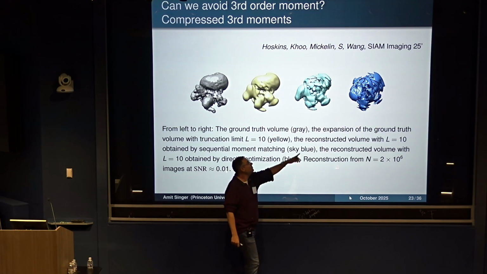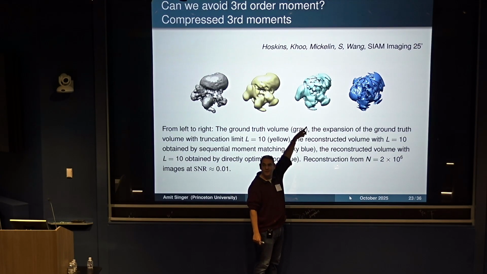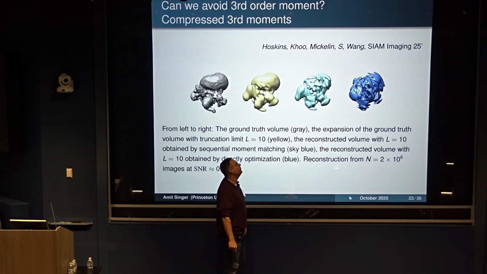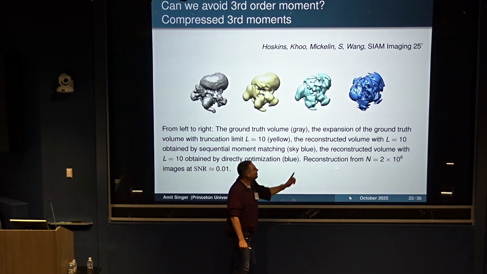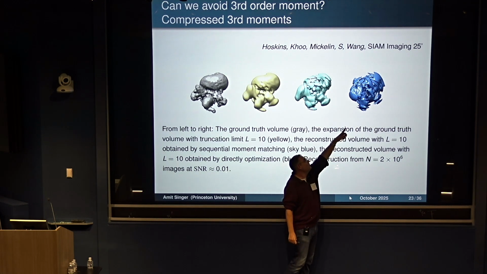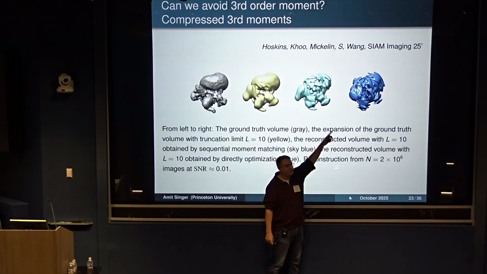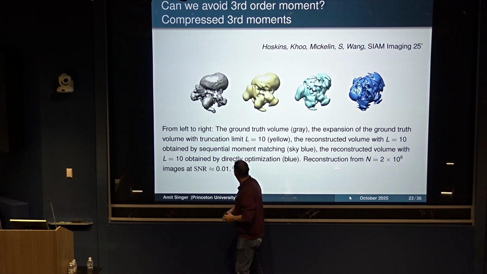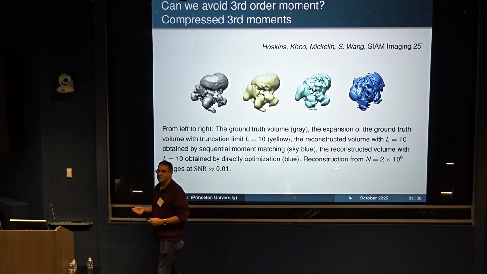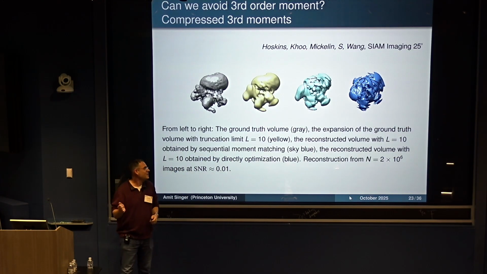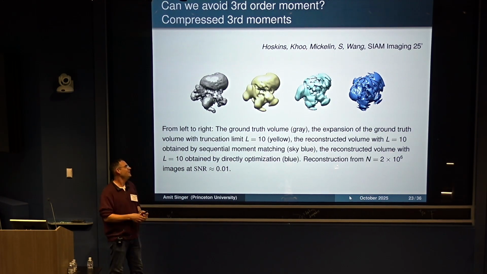And this was the reconstruction from the compressed third order moment. This is another reconstruction from the compressed moment. What is the difference between the two? It's the way we do the optimization. That's something that I shoved under the rug until now.